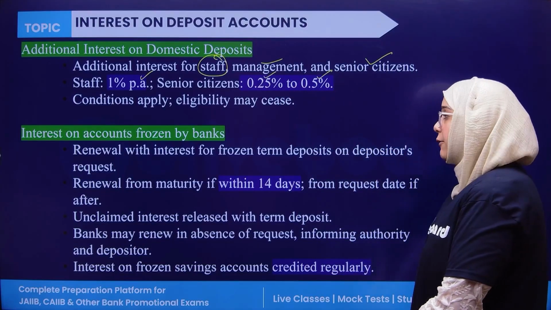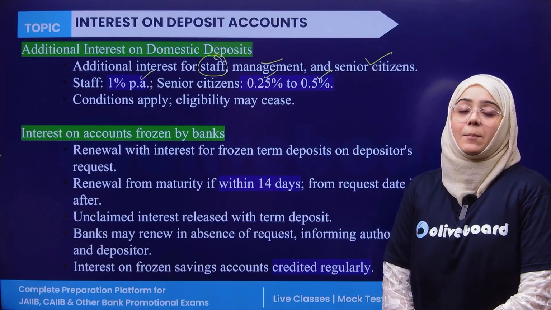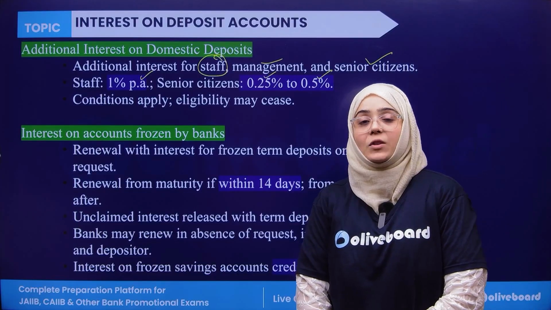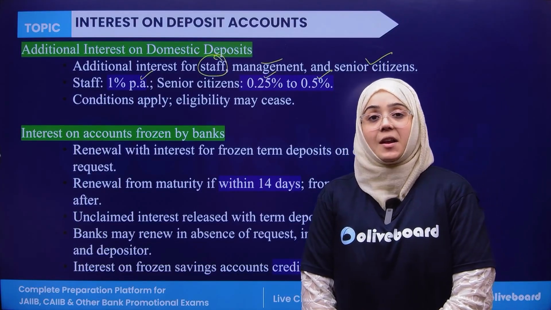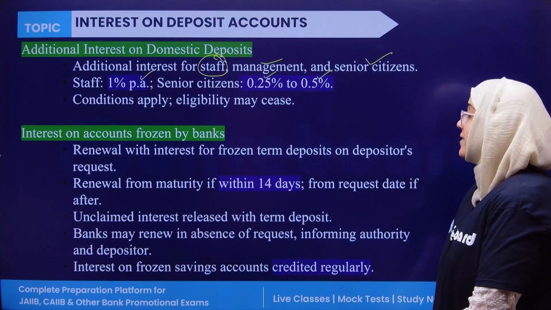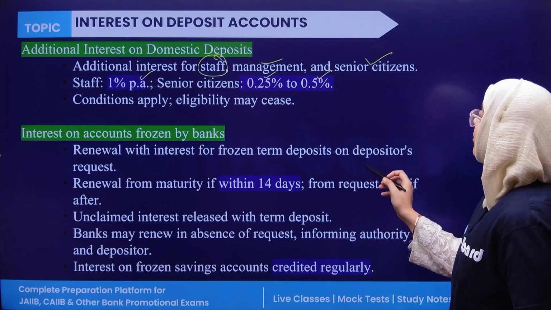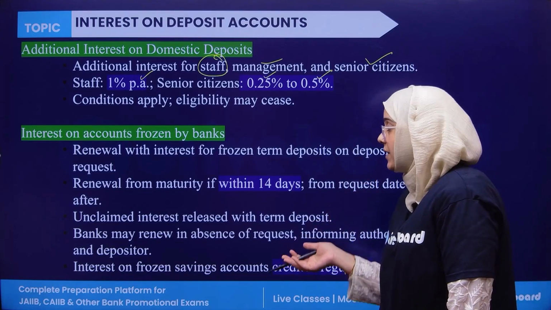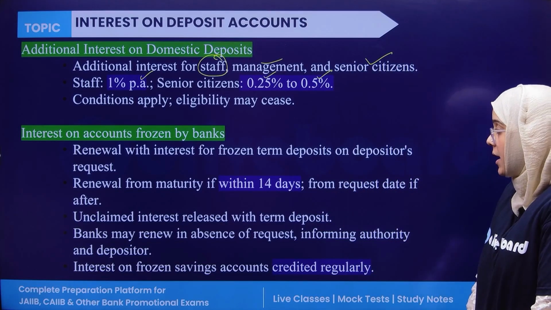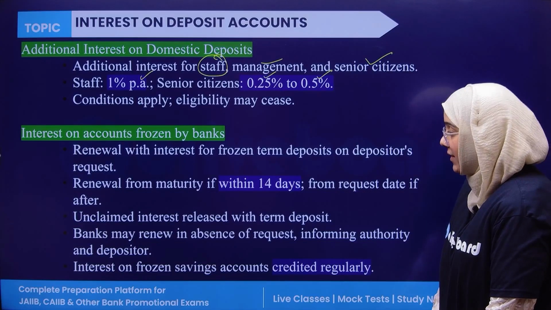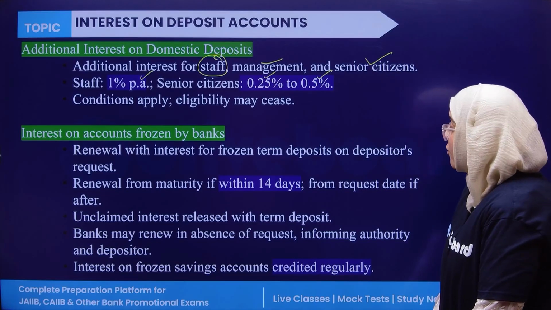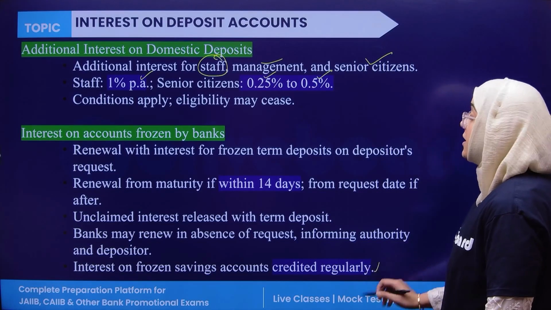Now, if we talk about the interest on an account that is frozen by the bank, the bank continues to credit the interest on the account which has been frozen. Interest should be credited by the bank regularly, irrespective of the transactions they are having. Renewal with the interest for frozen term deposit is on the depositor's request, renewal for maturity within 14 days from the request date. Unclaimed interest is released with the term deposit; the bank may renew in the absence of request, informing the authority and depositor. Interest on a frozen saving account should be credited regularly.